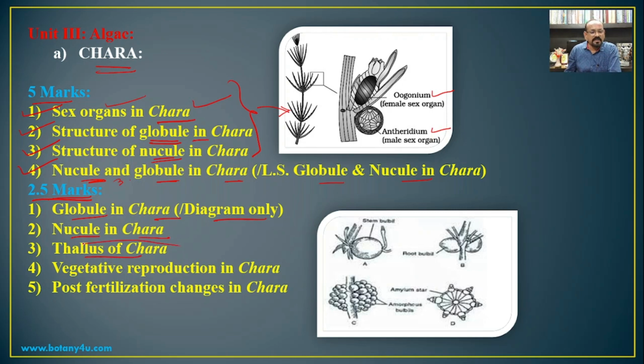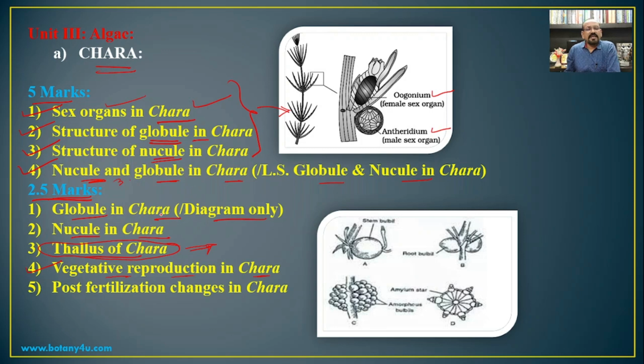This is somewhat different, meaning we have to provide the thallus structure of the organism, that is the presence of rhizoids from the lower nodes, the presence of 2 types of branches, the branches of limited growth and branches of unlimited growth, and the development of scales or stipulodes from the nodes. So complete details are expected in this question. The 4th one is vegetative reproduction in Chara.